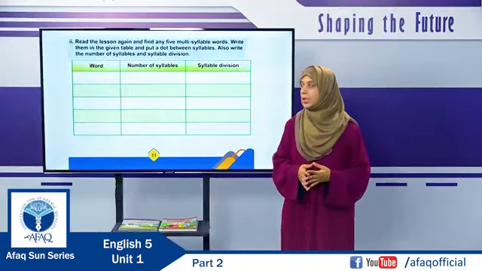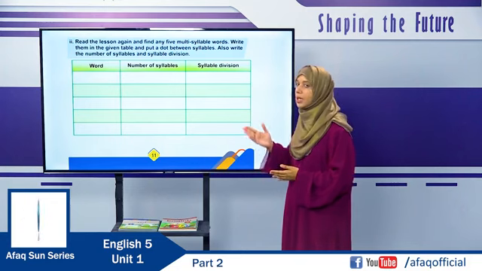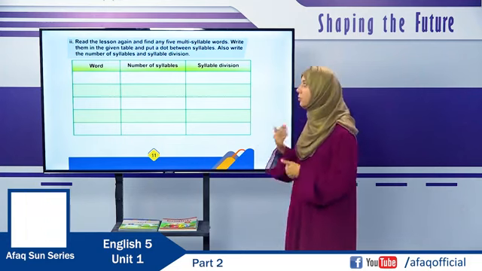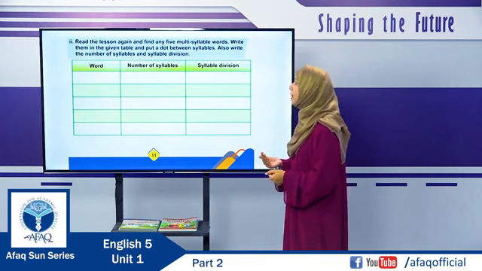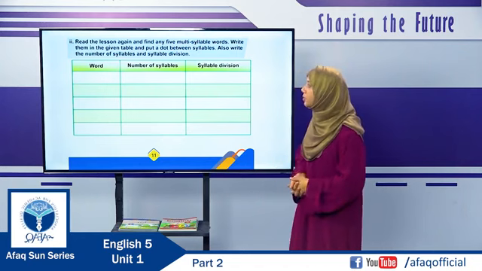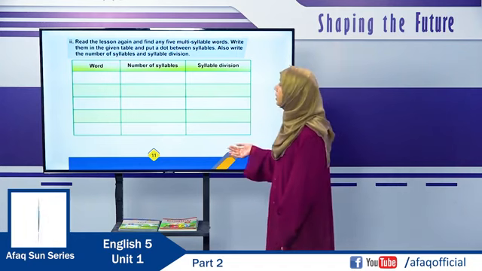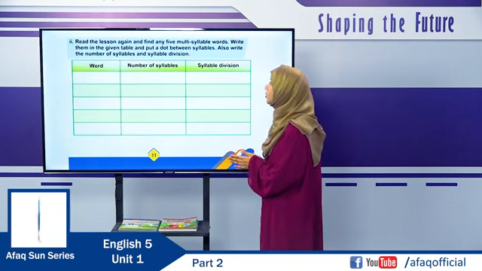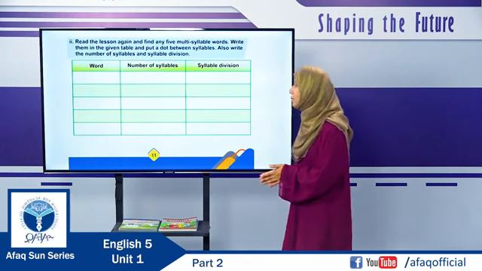So you have to read the lesson again. Here the lesson refers to the story An Orphan's Eid. So you have to read the story again and find any 5 multi-syllable words. Then you have to write them in the given table and put a dot between syllables. Also you have to write the number of syllables and syllable divisions.